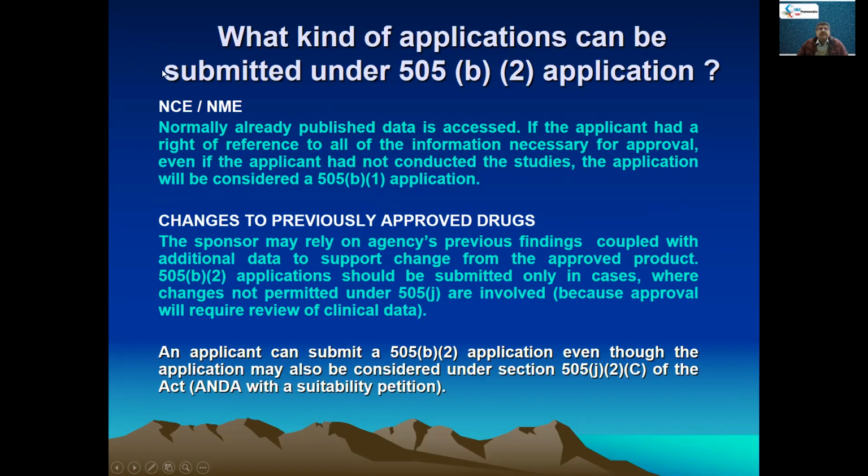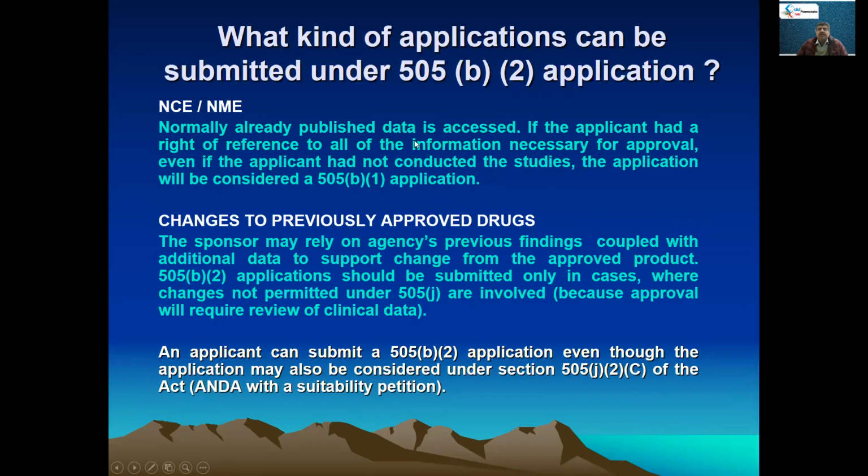What kind of applications can be submitted under 505(b)(2)? There are various types of applications that are allowed to be submitted under 505(b)(2). The first one is the new chemical entities or new molecular entities.